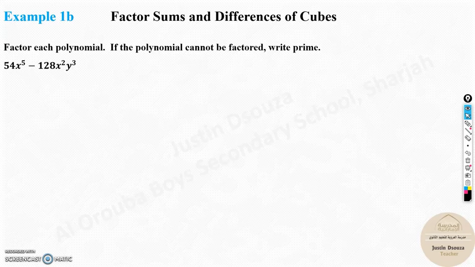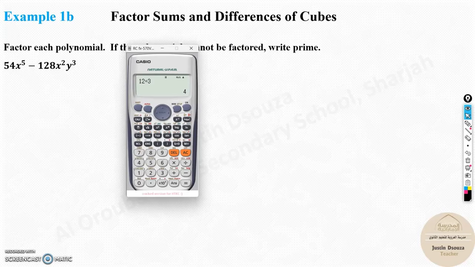I hope you have tried it by yourself. Now we will continue over here. So you can see there is 54x to the power 5 minus 128x squared y cubed. There is no way, even if I try this, shift and cube root, 54, I'm not getting anything. I'm getting 3.7. And even if I do 128, no.